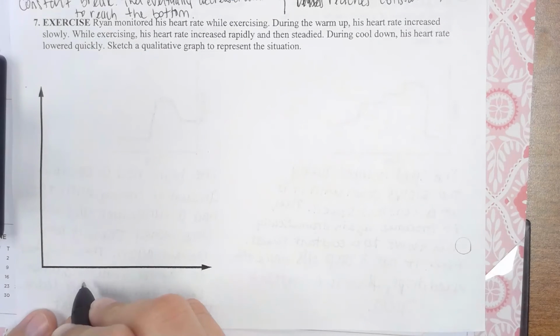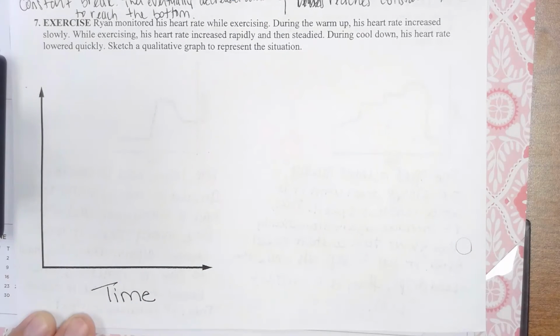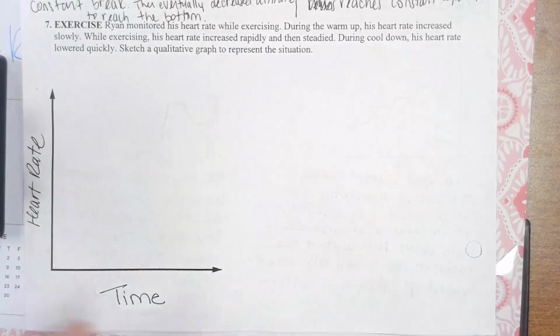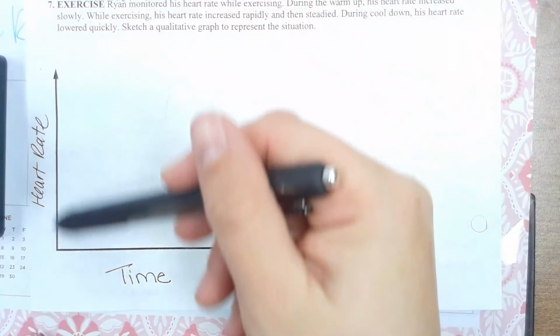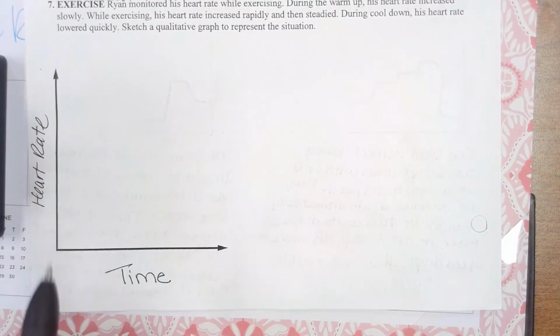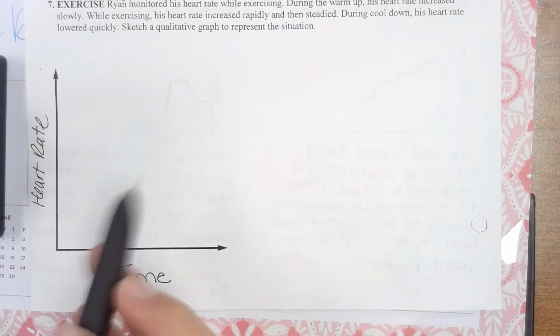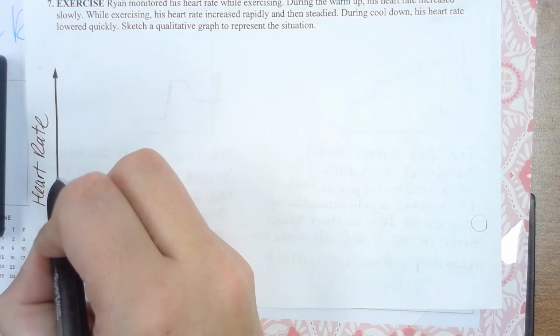So since we are talking about over time, our x-axis is going to represent time, and then our y-axis is going to represent his heart rate. So for this one, it depends on where you guys are starting your numbers at, but I probably won't start it down here at 0 because that means that he has a 0 heart rate, which means that he is dead. So I am not going to start it there. So I'm going to start it somewhere up here, okay?